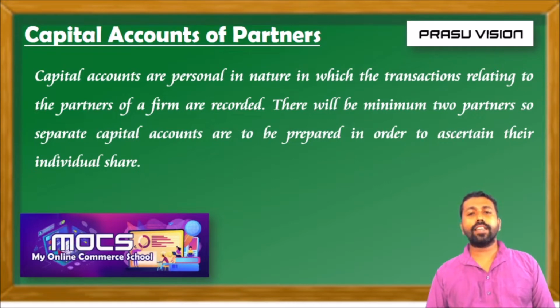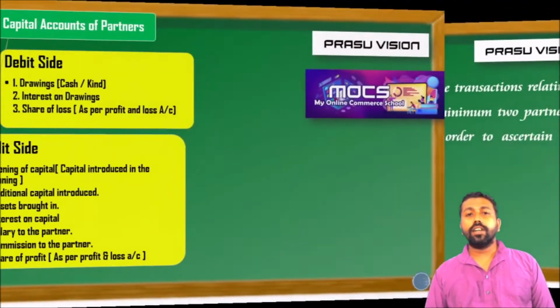Then whenever the firm pays interest on capital to the partners, there is also an increase in the capital account. Whenever the partners withdraw some amounts, there will be a decrease in the partners capital account. So it is very simple. You have to learn the format thoroughly. Then it will be very easy to prepare the partners capital account. So I would like to move to the items.